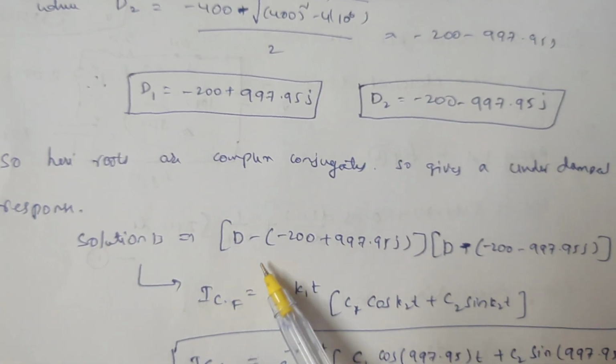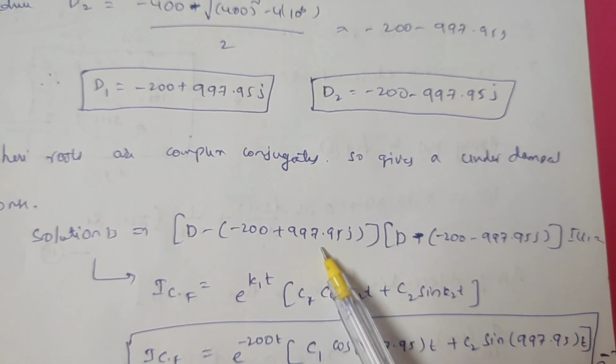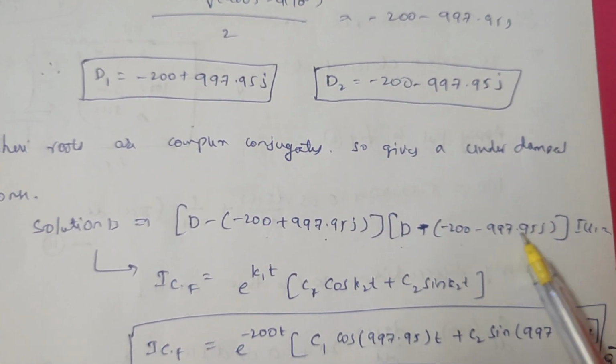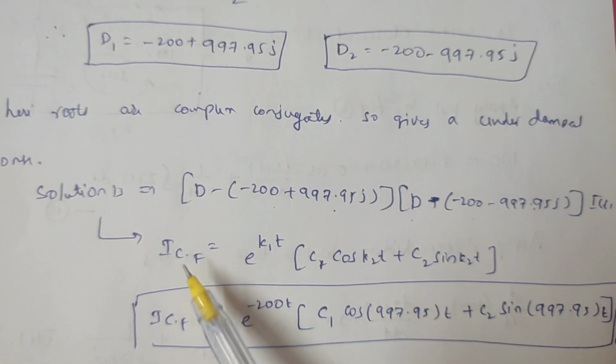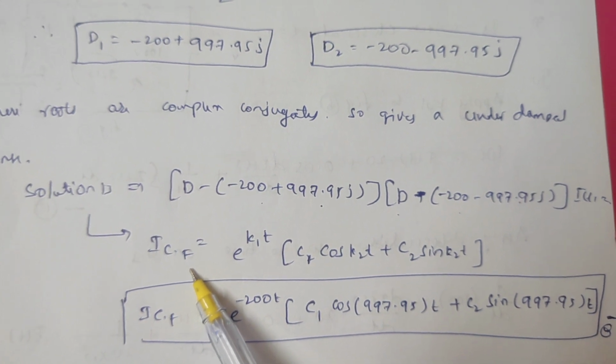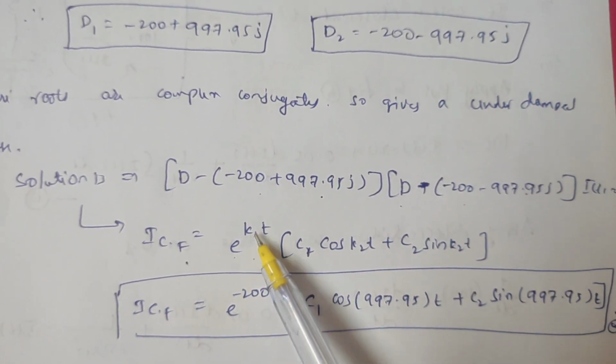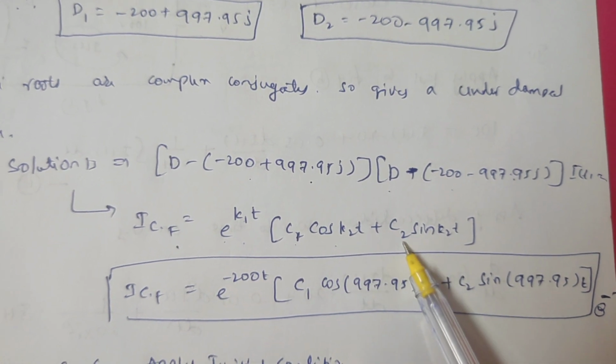So the solution, here we are getting the two roots, d minus (k1 plus k2 j) and d minus (k1 minus k2 j) of i(t) equal to 0. And the solution has only the complementary function: i complementary function is equal to e power k1 t into (c1 cos k2 t plus c2 sin k2 t).